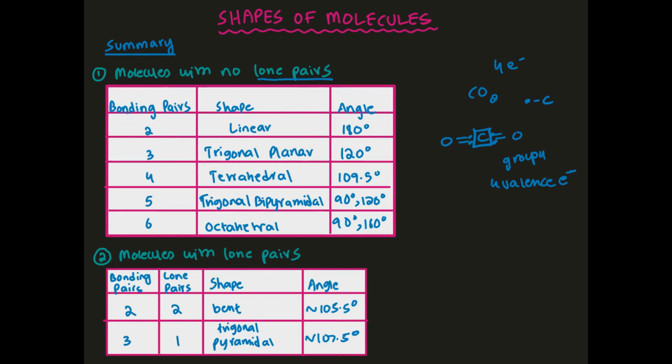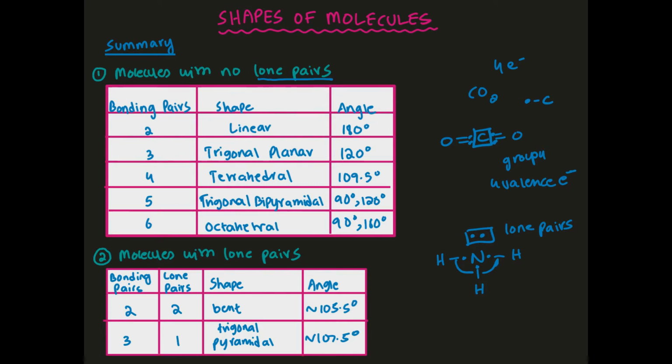Now let's look at a molecule that has lone pairs. In this case, we have ammonia. Ammonia is going to have one lone pair. Since ammonia is in group 5 and only 3 electrons are used in bonding, these 2 electrons are called a lone pair. These lone pairs affect the angle between the nitrogen and the hydrogens. We're going to discuss this in detail in the next video.